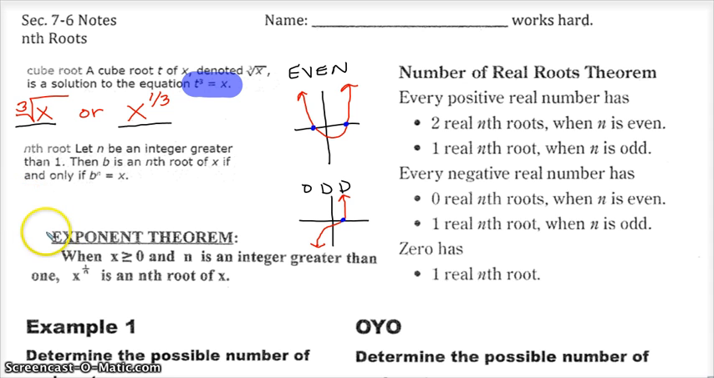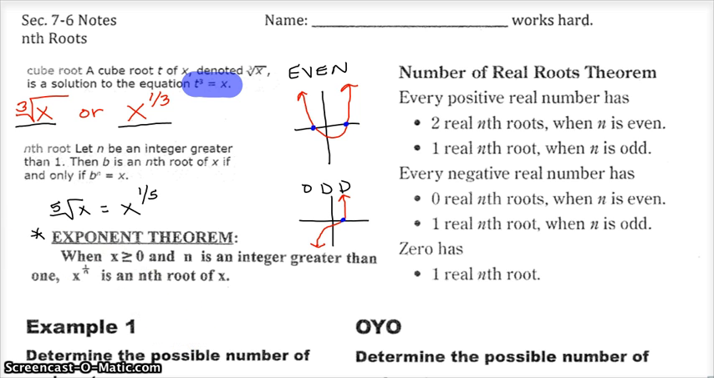The exponent theorem says that I could either write the root as a radical or as an exponent 1 over the root. So for example, instead of writing the 5th root, I could write x to the 1/5 power.